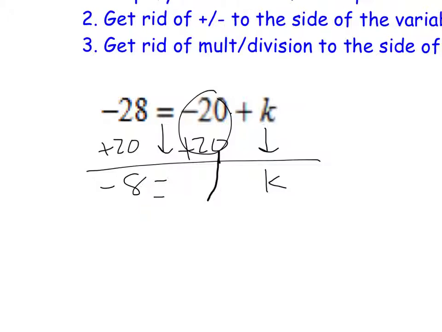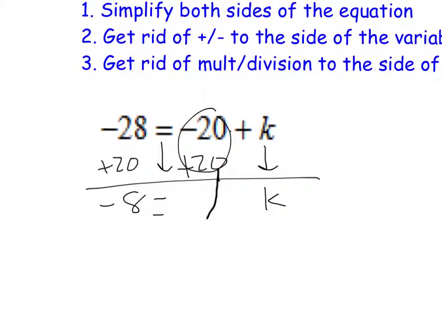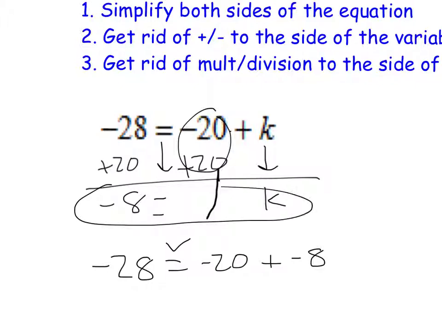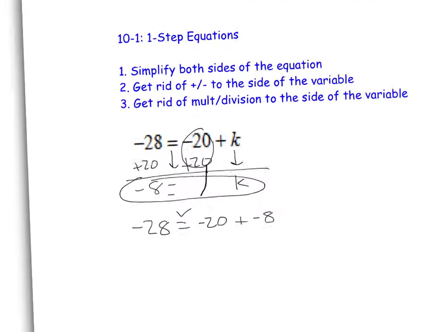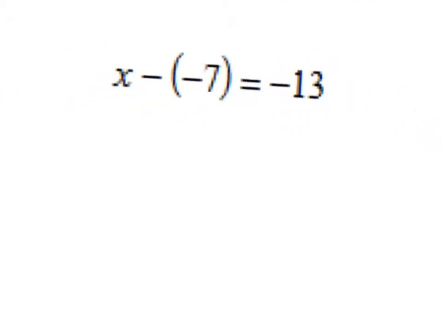Now it's important here that we do the last step, which is called checking your answer. So we want to check that negative 28 is equal to negative 20 plus negative 8. So when we have negative 20, we owe $20, we owe $8, so therefore we do owe $28, so it works. So we can check it, and then at that point we can go ahead and circle our answer. Okay? Alright, moving on to the next example.